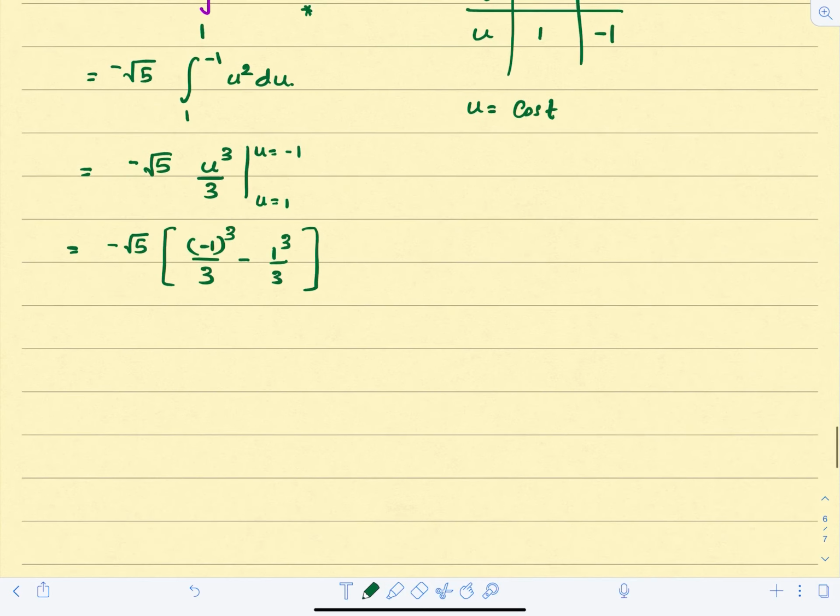Okay, -1 to the power 3 is -1. So basically we have -1/3 minus 1/3. This becomes -2/3 times minus √5, which equals 2 over 3 times √5.